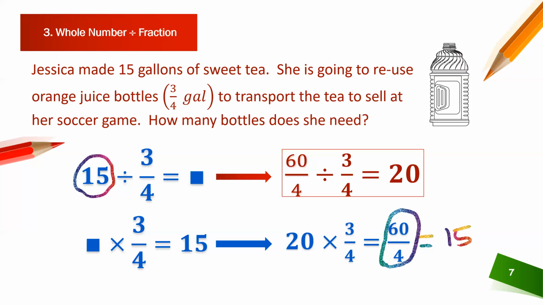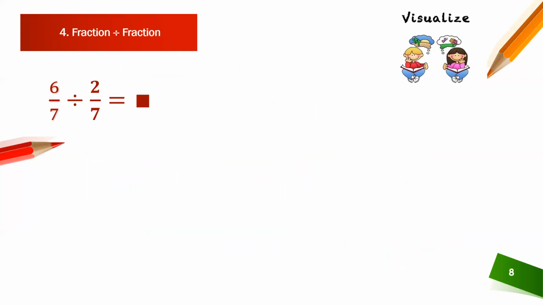Let's say that one more time. 60/4 divided by 3/4 is 20. Because 60 divided by 3 is 20. How does that work? Can we always just take the numerators and divide when you have a common denominator? That's weird, right? Okay, well, let's justify how that works.